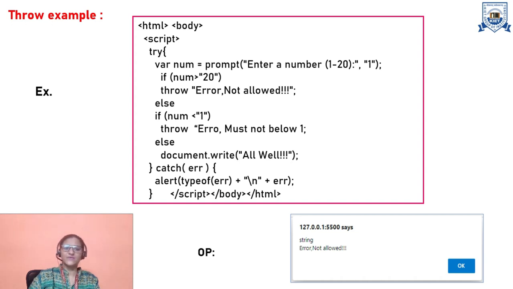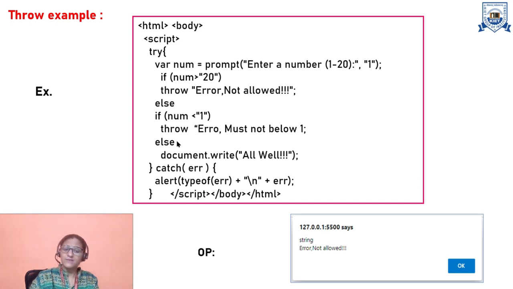Try catch we have done. Now the throw. What happens in the throw? Now num, enter a number, and we have given a range 1 to 20. By default, we have provided 1, which can be changed later on. Now we are checking if number is greater than 20, it will throw an error. It will throw the message error not allowed. Else, if num is less than 1, it will throw this message error must not be below 1.